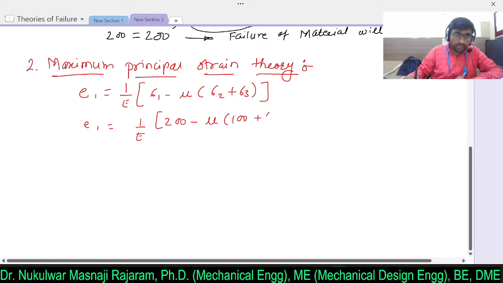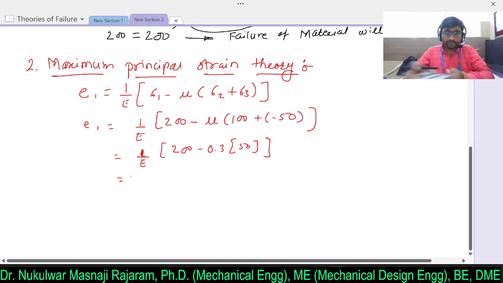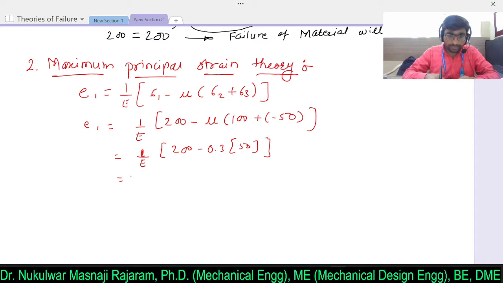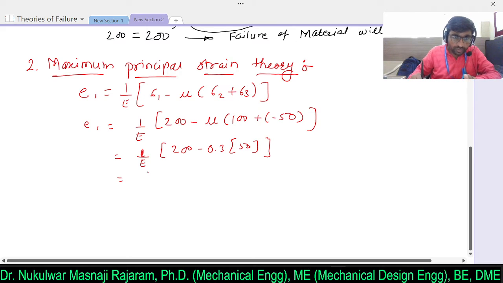Am I right? Yes. And sigma 3 is 50. So let's start. 1 by E equal to 200 minus 0.3, mu value is given, so it is 50. So if you multiply 50, then it comes 185 divided by E, that is sigma, sorry, that is strain along the x direction.